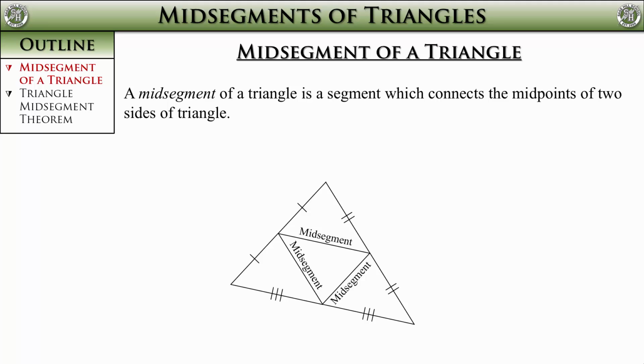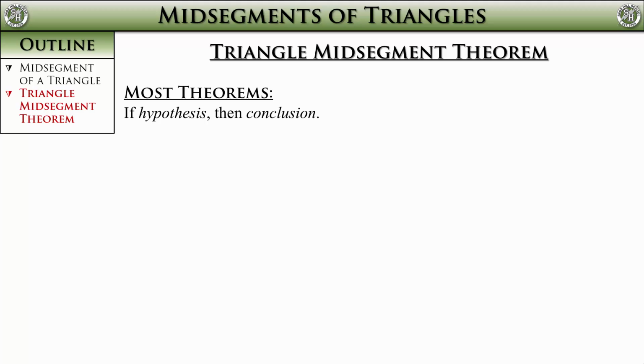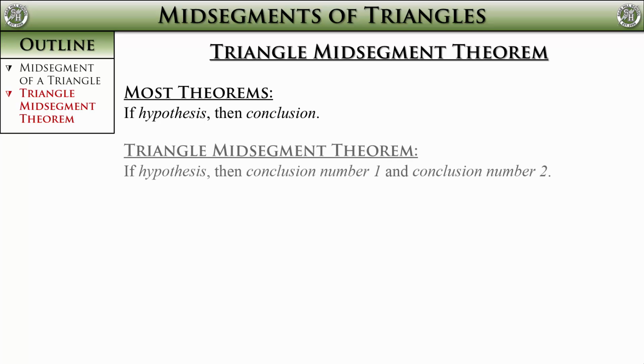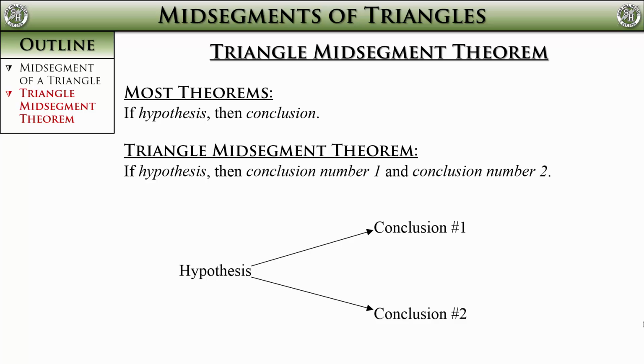Time to see how they will be used. For most theorems, you generally have an if-then statement, which has a hypothesis, and if that hypothesis is true, then you can draw a single conclusion. You should be very used to that by now. The triangle midsegment theorem is one of the few theorems where you draw multiple conclusions from a single hypothesis. In this case, if the hypothesis is true, then you can conclude two things. Some of you may prefer a flowchart visualization, but we have a single hypothesis and we reach two different conclusions.